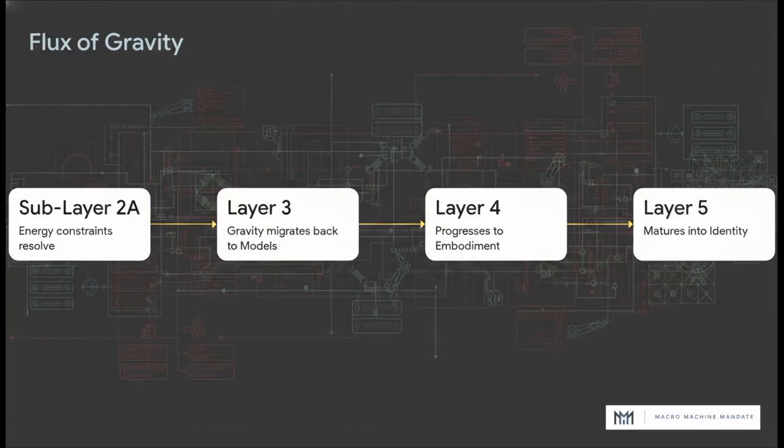And we've got to remember that gravity never stands still. It constantly follows whichever constraint is limiting progress at that exact point in time. So if the energy constraints at 2A are eventually resolved, the bottleneck is inevitably going to migrate again. The framework projects it'll likely move back up to layer 3 as models and autonomous software agents scale even further. From there, it'll progress to layer 4 as physical embodiment and robotics mature, and eventually it'll flow right into layer 5 as complex questions around identity, settlement, and liability become the primary constraints.